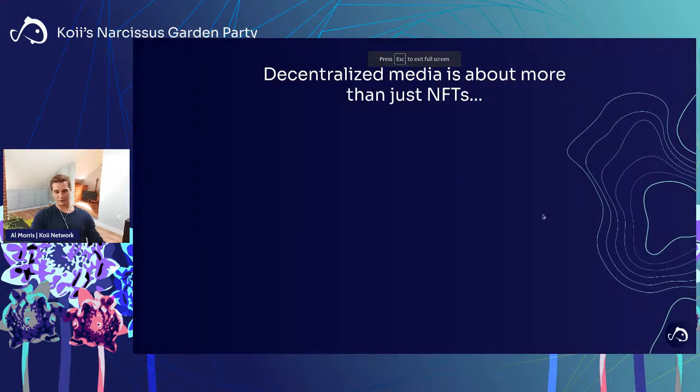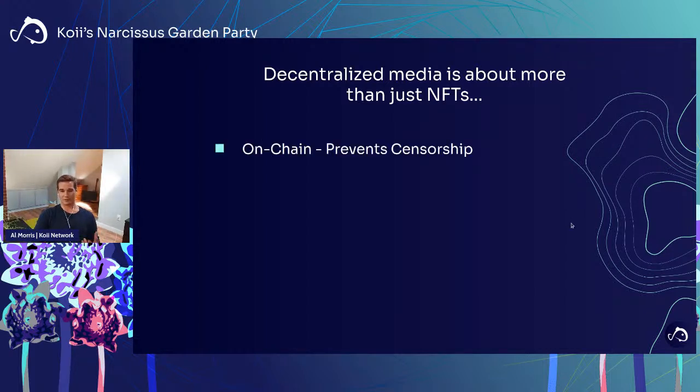What Koii allows you to do is we store the actual media files of your smart contract and also the actual media files of your NFT all together on the blockchain. This is something we call dynamic and atomic NFTs. The atomic NFT standard prevents censorship by virtue of actually storing all the media on chain.